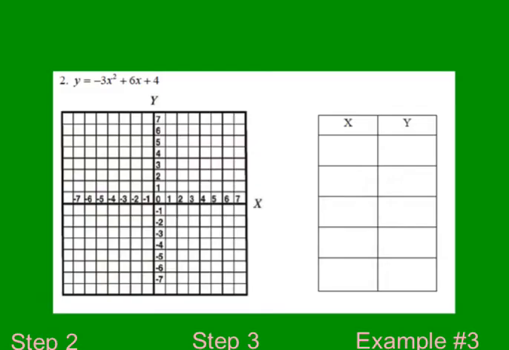Now let's start graphing. First thing we want to do is the opposite of b over 2a. I'm going to do that up here. X is equal to the opposite of b, which is going to be -6, over 2 times a. So I get -6 divided by -6, and that's going to be equal to 1. So I'm going to put 1 in the center.